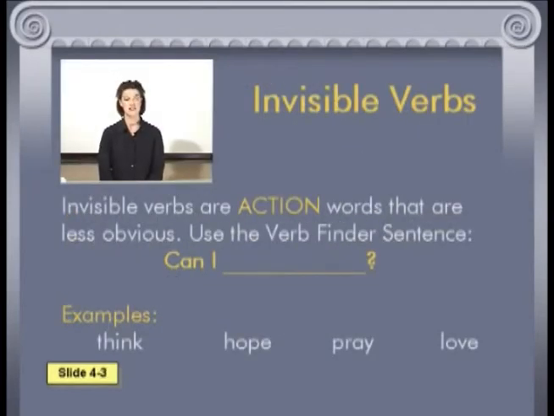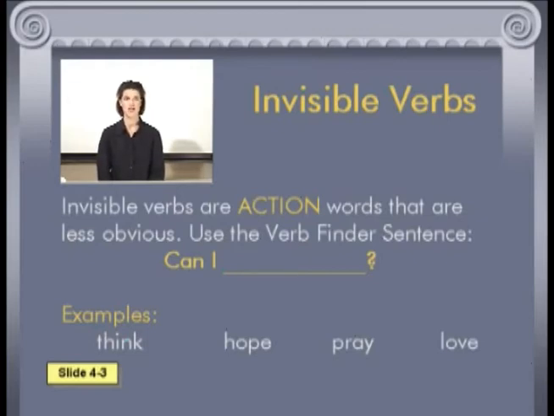In today's lesson, we will be talking about invisible verbs. Now, invisible verbs are still action words. They are just a little bit less obvious. We still use our helpful verb finder sentence to determine if a word is a verb. So that makes it a little bit easier for us. Let's look at some of the words on the bottom of the screen and talk about them and see how they are verbs and why they are invisible verbs.